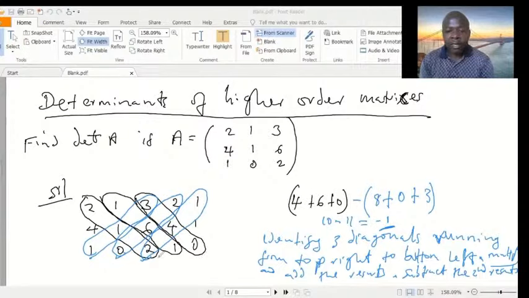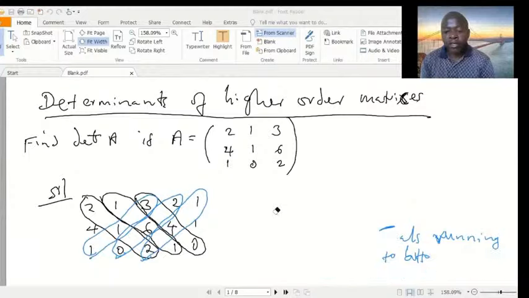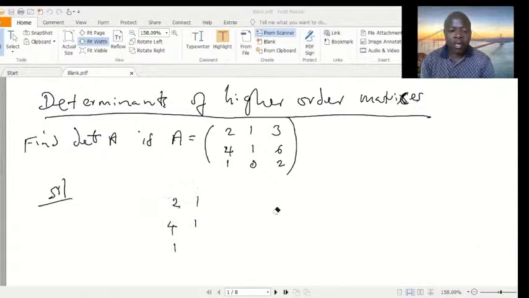Now, this method can only be used if the matrix is a 3 by 3 matrix. If a matrix is of higher order than a 3 by 3 matrix, this method will not work. So let me now show you a method that will work for any size of matrix. And we want to see if we will still get negative 1. So I want to do the same question using the method that I expect you to know, and this method can apply for any size of a matrix.